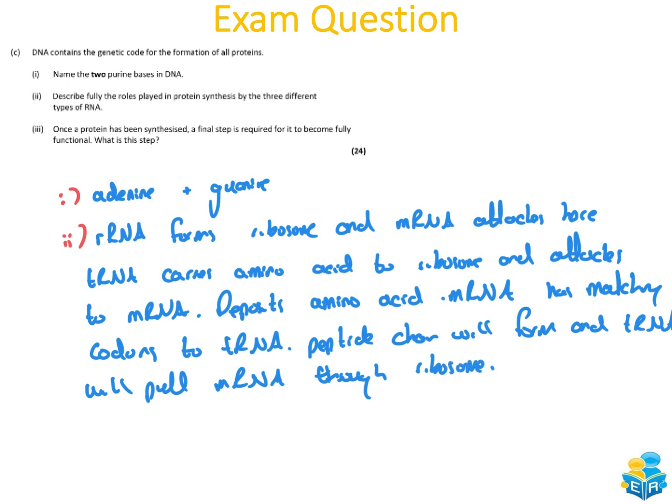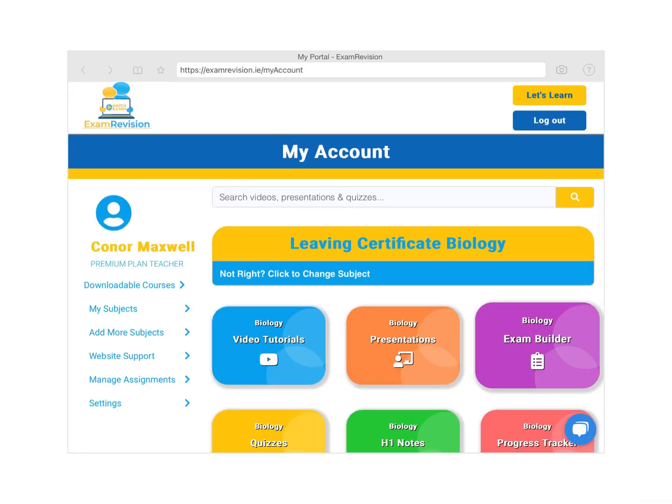Okay, so once a protein has been synthesized, a final step is required for it to become fully functional. What is this step? And that's the folding. Okay, that's what gives the protein its function. It has to fold. Okay, so we got through a lot of content for today.